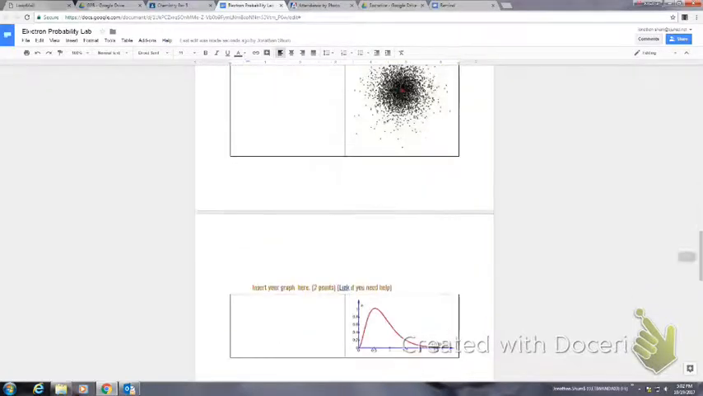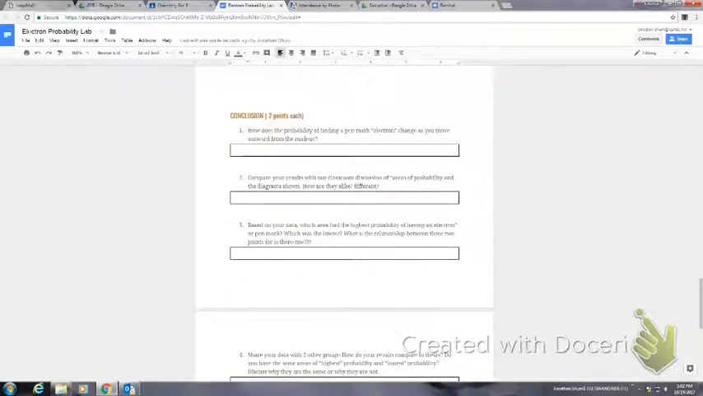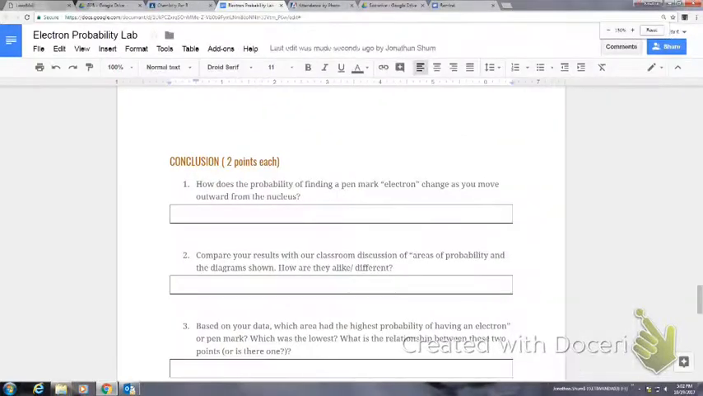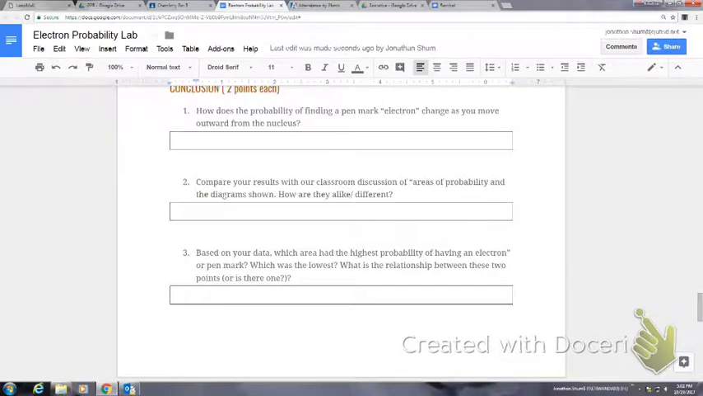I wanted to just talk about a couple of questions people seem to be having on your electron probability lab. Number 2 says, compare your results with our classroom discussion of areas of probability in the diagrams shown. How are they alike? How are they different?